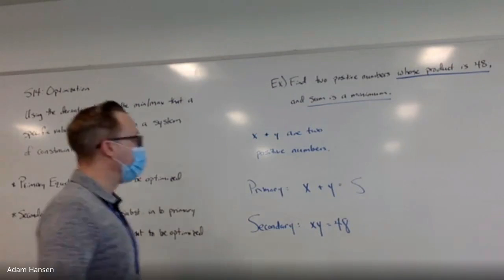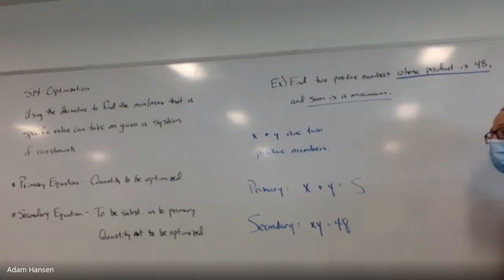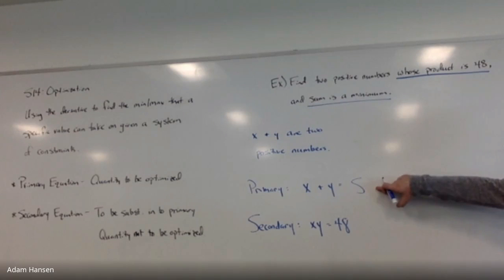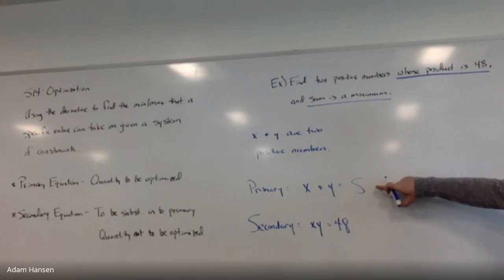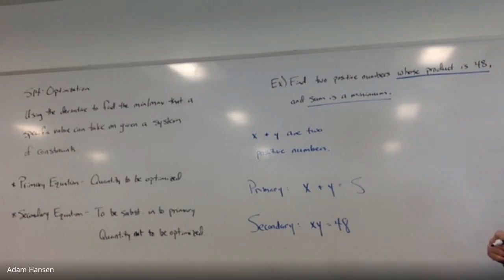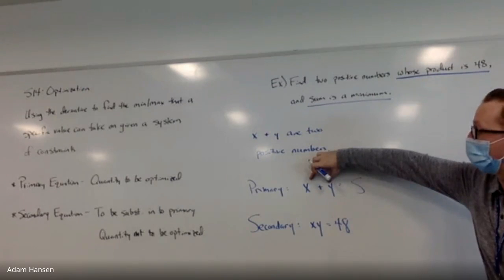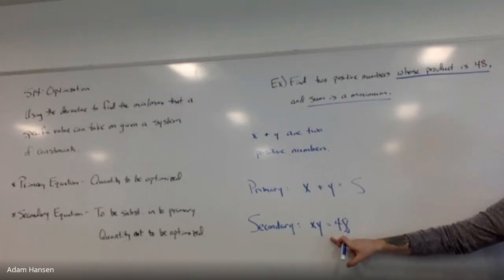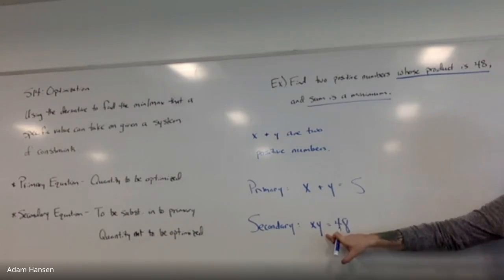Now, I want to find the minimum sum of these two numbers. So I need to take the derivative and set it equal to 0. Find the critical numbers that make this sum as small as possible. Right now, my equation is written in terms of two variables, x and y. I want to reduce it down to one variable. So let's use our secondary equation to put our primary equation back into terms of one variable.